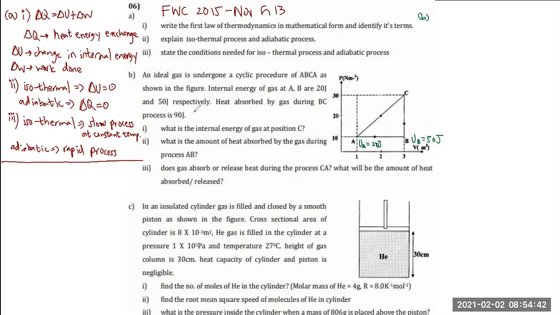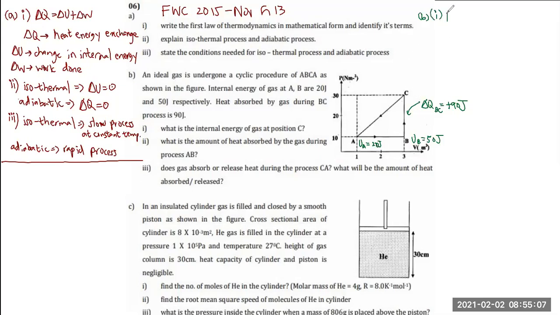Heat absorbed by the gas during BC. So delta Q BC is positive, plus 90 joules. Good. What is the internal energy of the gas at position C? Let's start with that, Roman 1.